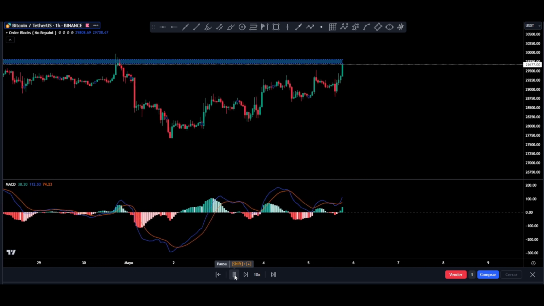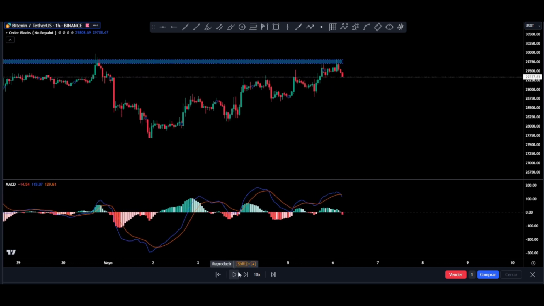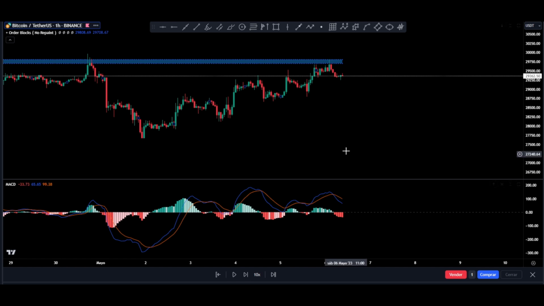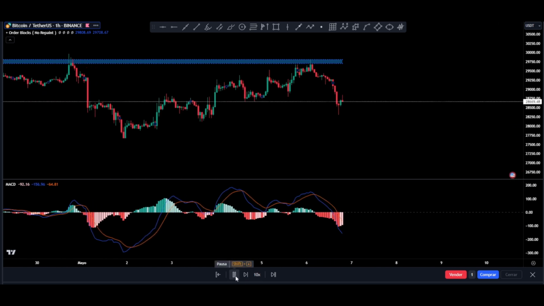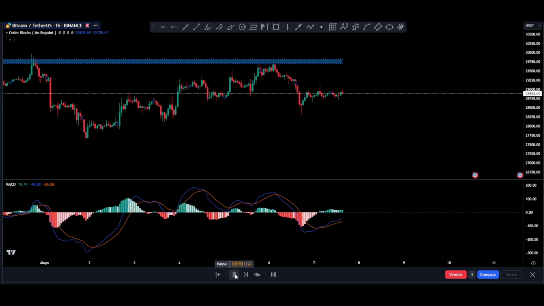Now let's go ahead to see another signal with the use of the MACD indicator. Now we see that the candles touch the order block area, and after 2 candles we see a sell signal appearing on the MACD indicator. So from here we can also enter into a sell position.